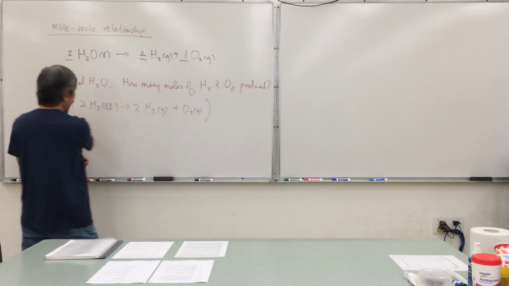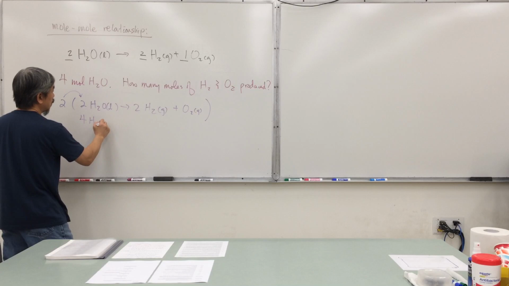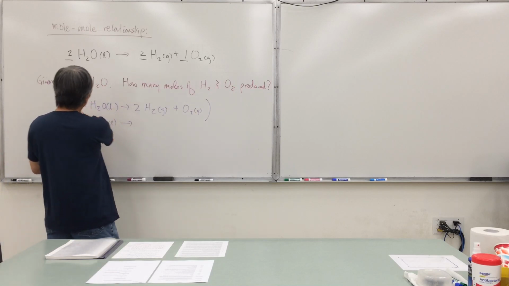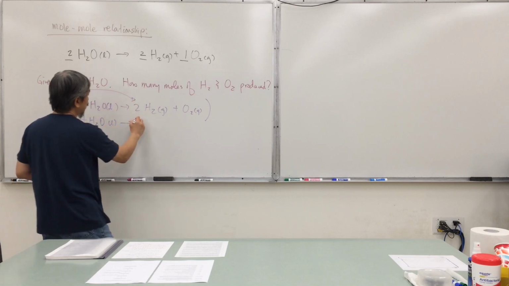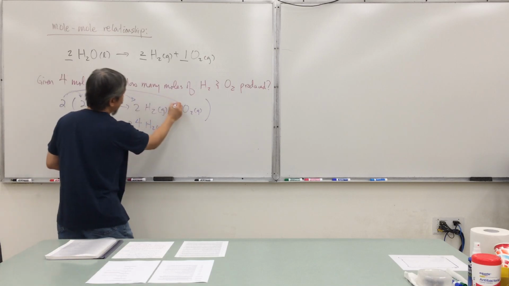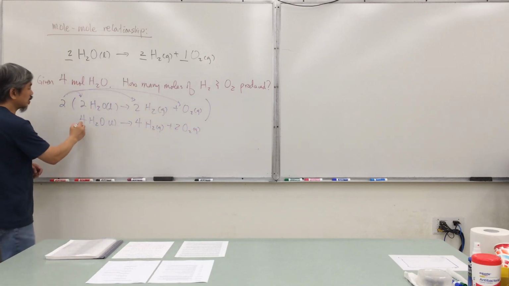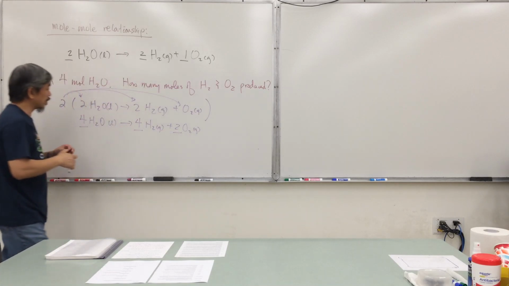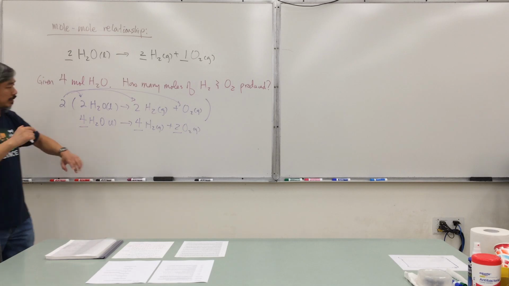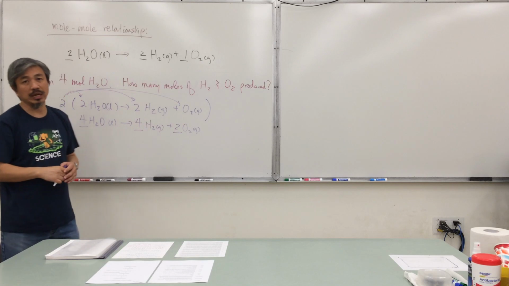If I multiply this whole thing by 2, then 2 times 2 gives me 4 H2O liquid, breaking up into, and now don't forget this distributes here, 2 times 2 gives me 4 H2 gas plus, and finally 2 times this 1 in front gives me 2 O2 gas. So what this tells me is that if I start off with 4 moles of H2O, then I can predict, based on this balanced equation, that I will produce 4 moles of hydrogen gas and 2 moles of oxygen gas.